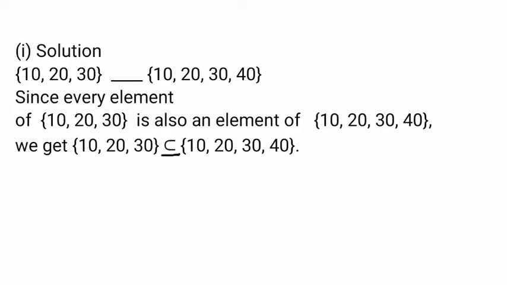First one, solution. The set {10, 20, 30} dash the set {10, 20, 30, 40}. Since every element of {10, 20, 30} is also an element of {10, 20, 30, 40}. Okay, students, see the first set and second set. 10, 20, 30 are also elements of the second set. Therefore we get {10, 20, 30} is a subset of {10, 20, 30, 40}.